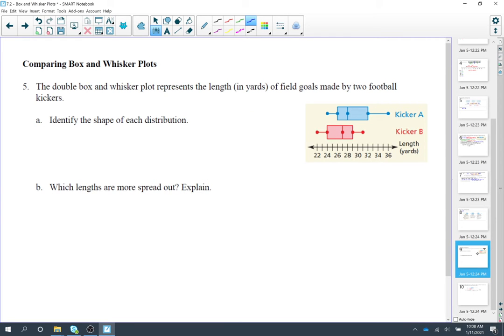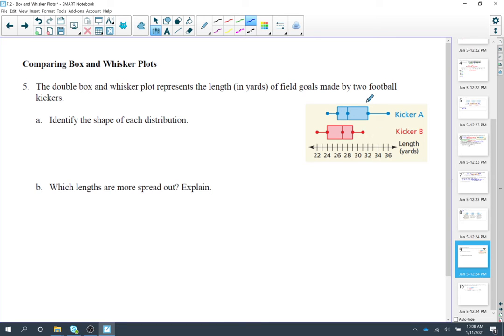Example 5, comparing box and whisker plots. The double box and whisker plot represents the length in yards of field goals made by 2 football kickers. So we have kicker A as the blue box and kicker B as the red box. The number line, if you travel up to find your numbers, is true for both box plots.